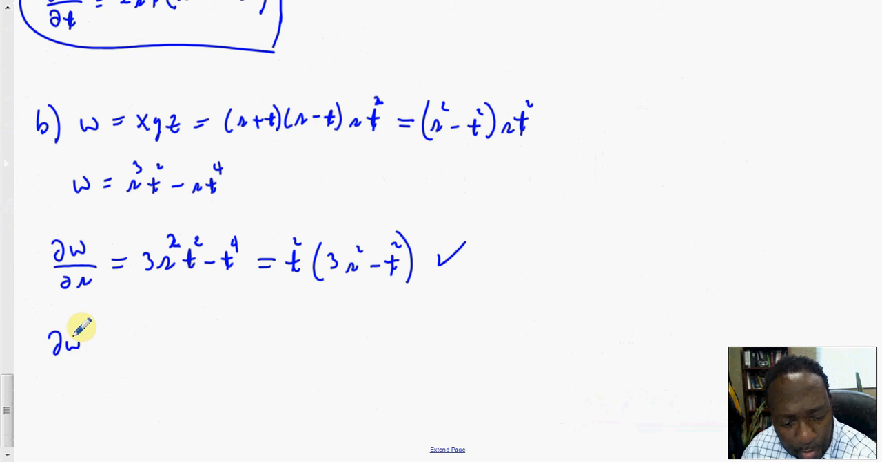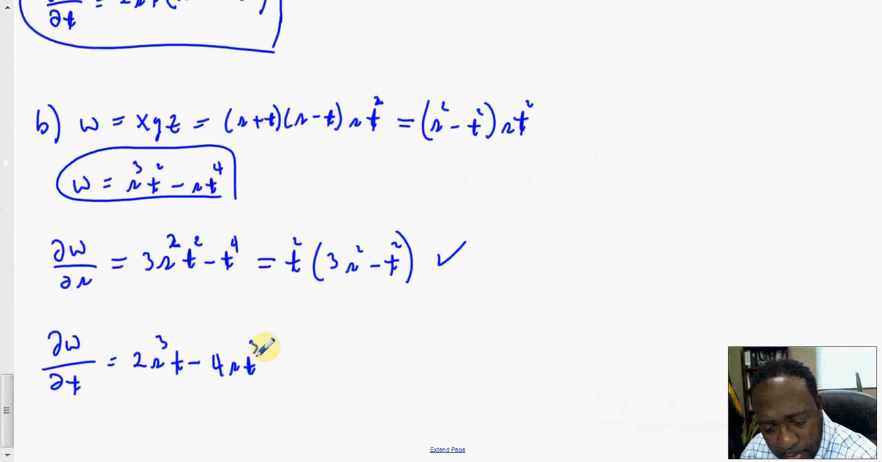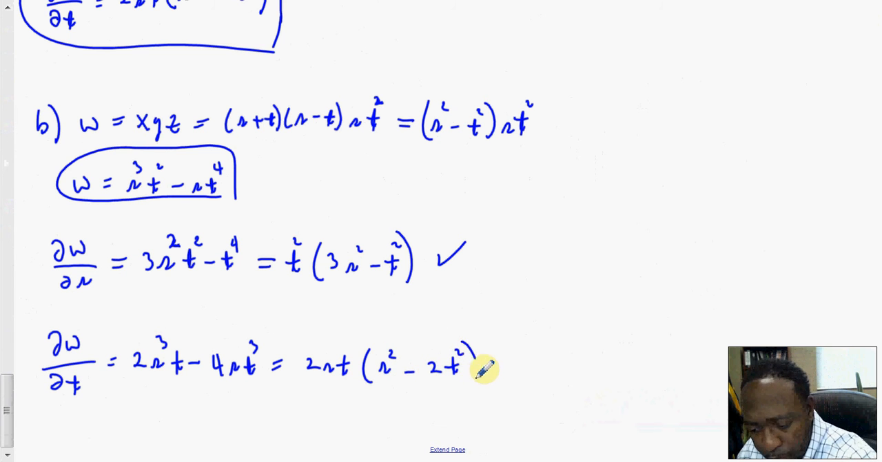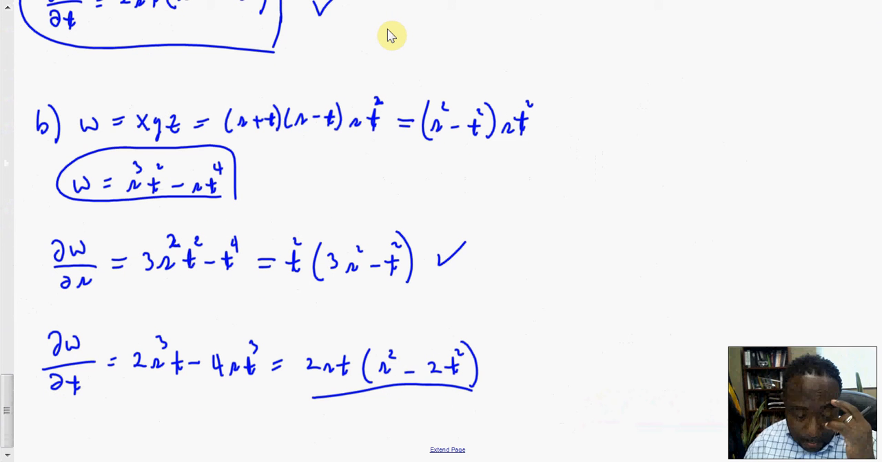What about the partial of w with respect to t? Looking at this guy right here. So the partial of w with respect to t, so that's 2s to the third t minus 4s times t to the third. What's common there is a 2s and a t that we factor out. We have left s squared minus 2t squared. I believe that's what we got here. Good deal. So you know that you did everything correctly.